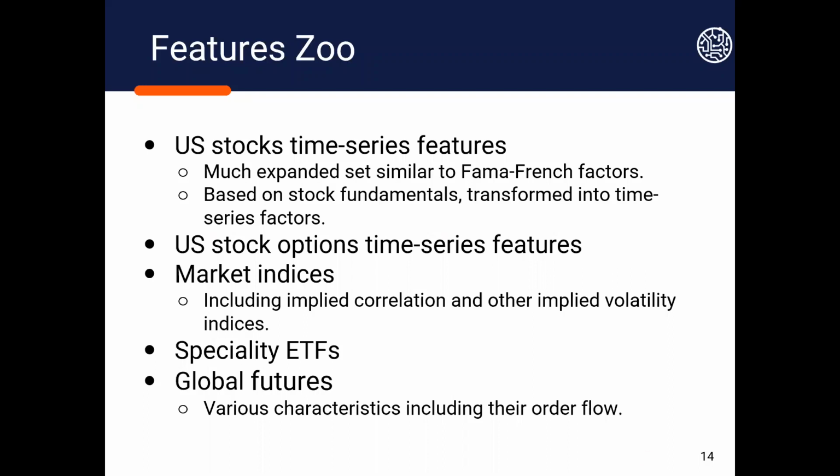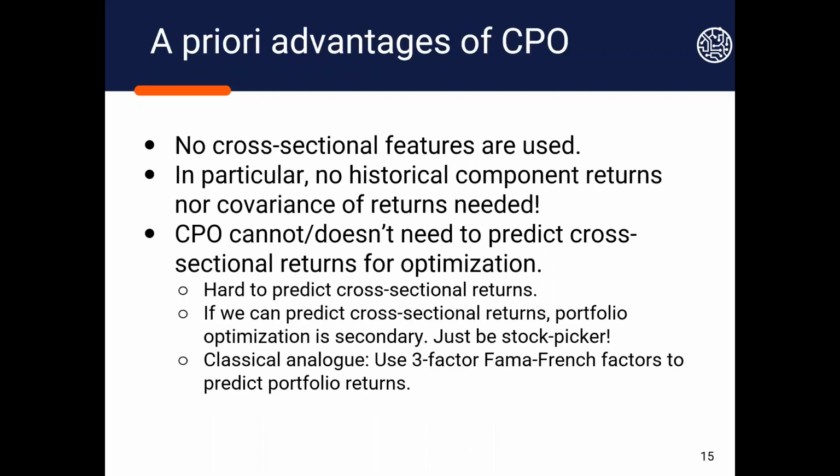But at a high level, what's important to understand is, why is it that this method works? Most notably, no cross-sectional features are used. We don't need to predict individual stock returns for this portfolio to work. Because in a lot of machine learning approaches to portfolio optimization, that is actually the key. We know that past returns are not predictive of future returns, but what if we can predict future returns? So what they do is create a machine learning model to make return predictions for each component of the portfolio, whether the component is a stock or a future.